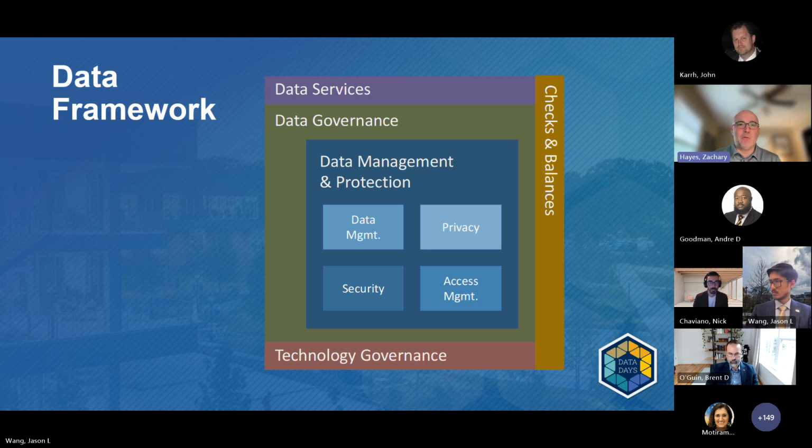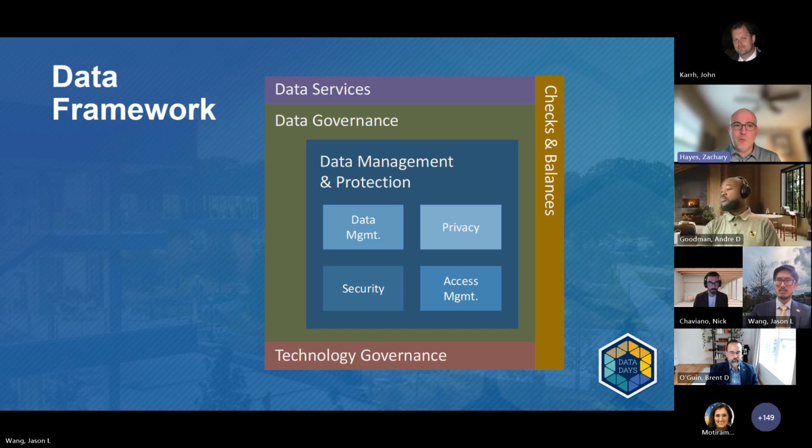On top of that is our data governance component of this framework. Within data governance, we've got our data management and protection folks. So folks that are helping manage the data, keep our data protected from a security standpoint, keep our data protected from a privacy standpoint, our access to data. All of these folks really work closely together to manage and protect our data. And that falls within our data governance components, where we create the structure and the roles and the responsibilities, et cetera. But why do we do all of this?